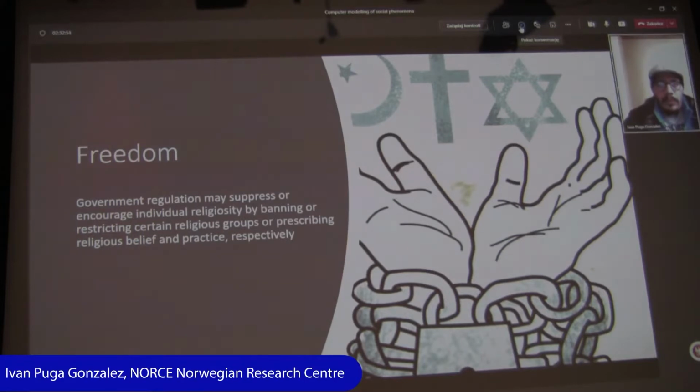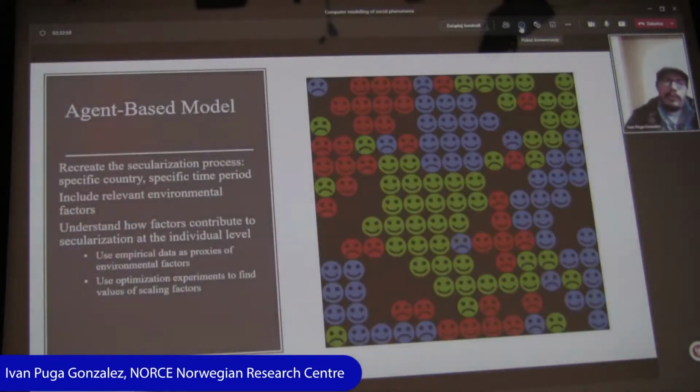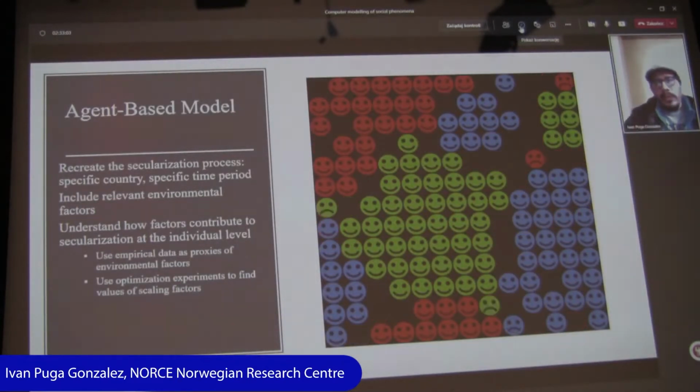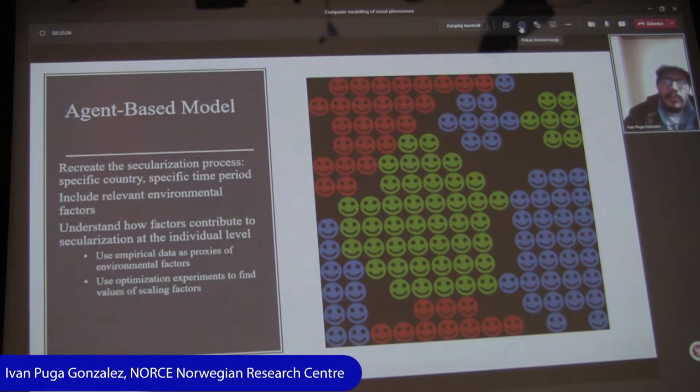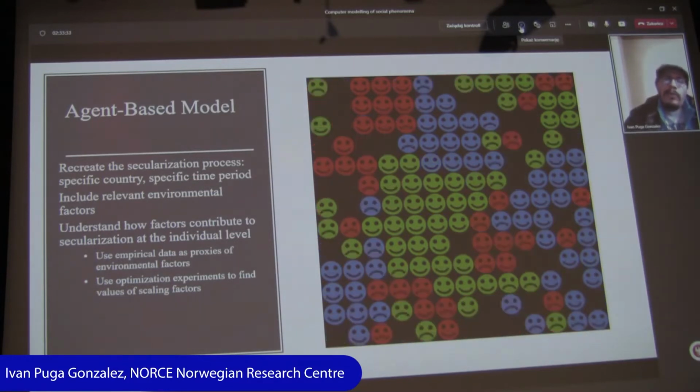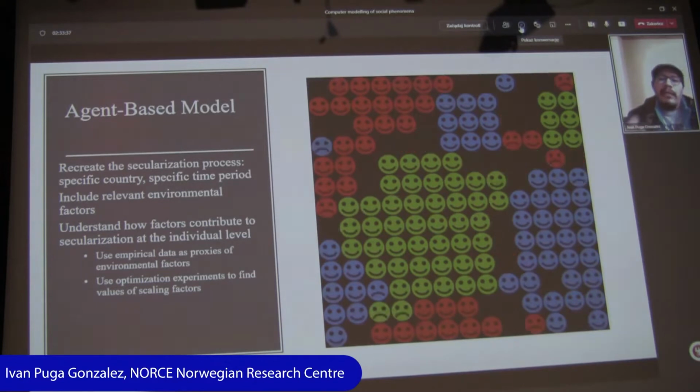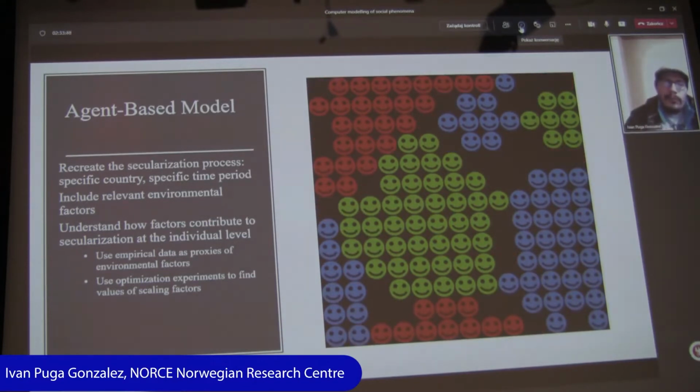The main goal of the agent-based model is to recreate once again the secularization process. But we're going to try to zoom in a bit more than in the micro-simulation. We're going to look at specific countries and specific time periods, and include all these relevant environmental factors, the ones that I just mentioned. By doing so, we hope to understand how these factors contribute to the secularization process at the individual level, right? We're going to use empirical data as proxies for these environmental factors, and once again use optimization experiments to find what values fit better for these environmental factors, what we call scaling factors.